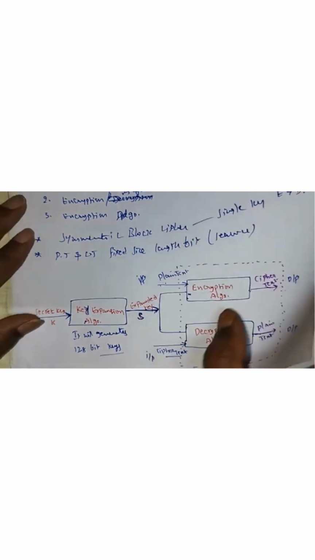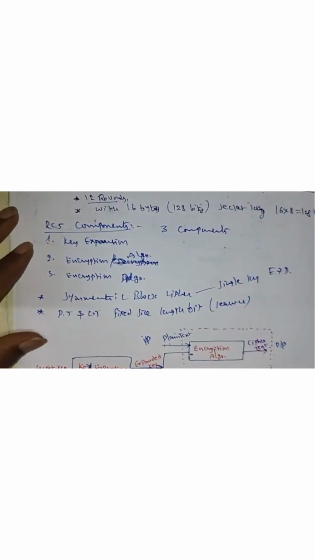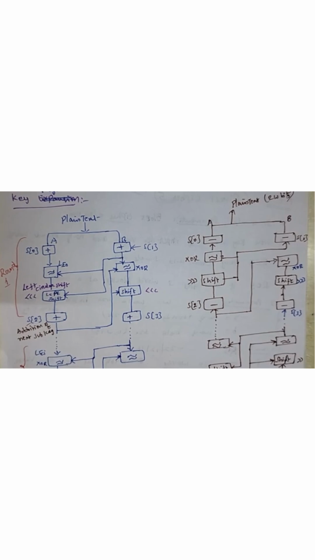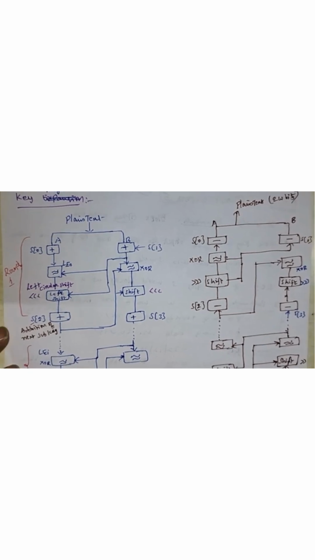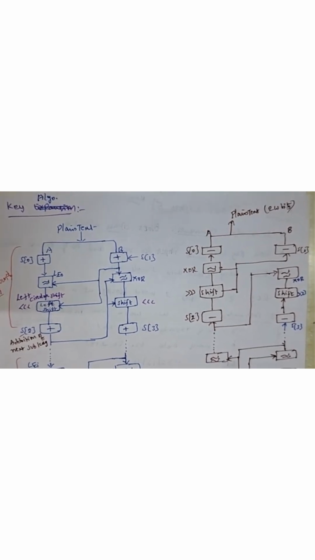We will see what the key expansion algorithm is. In the key expansion algorithm in RC5, the plain text message is divided into two blocks, A and B, with 32 bits.